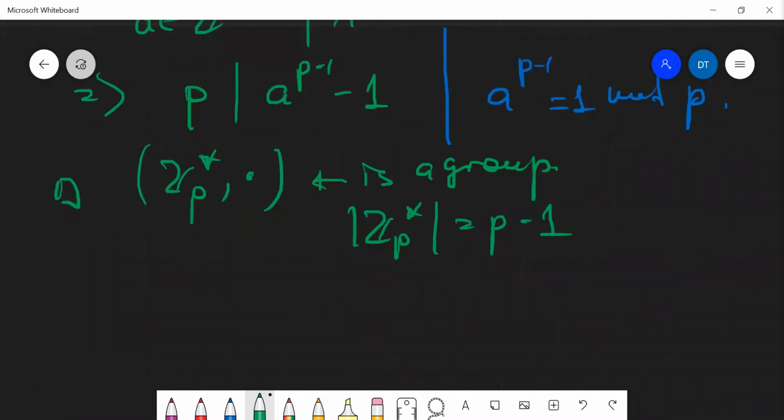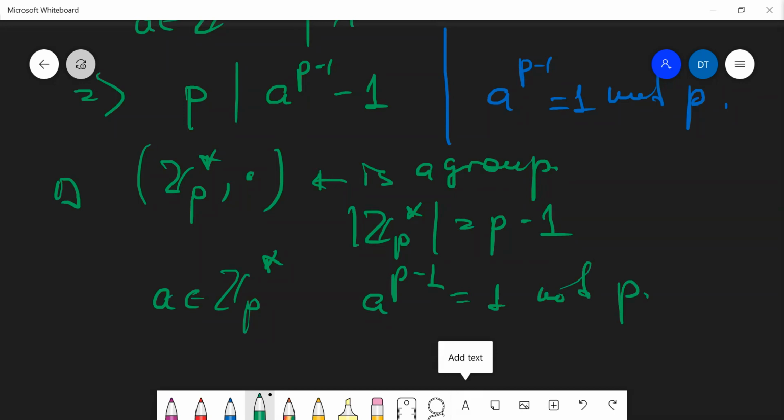And because of the corollary 3, we know that if we take any element from this group, let's say A from Z_P star, and raise it to the power P minus 1, we will get the identity element. So A to the P minus 1 is equal to 1 modulo P. This is just by the third corollary. So, that's it. This is how you prove the Little Fermat theorem using the Lagrange theorem.